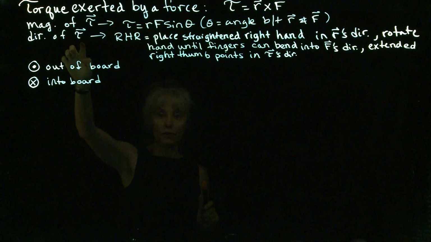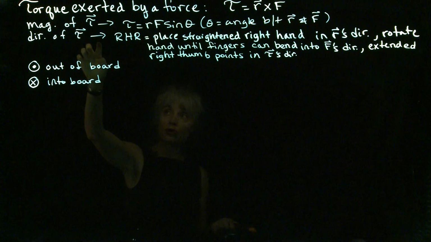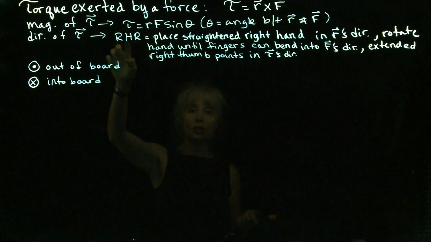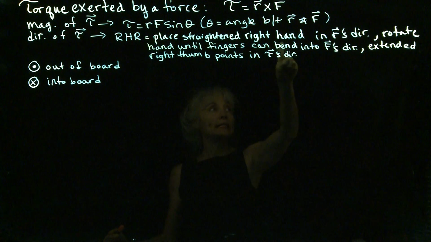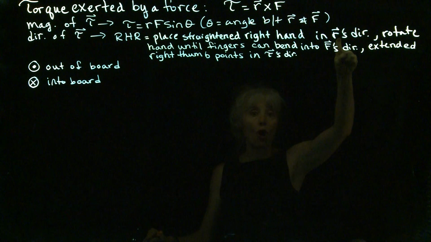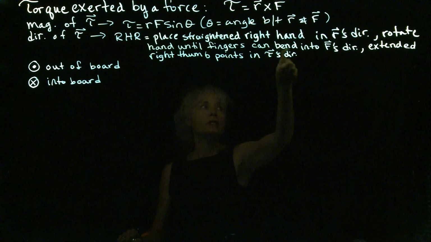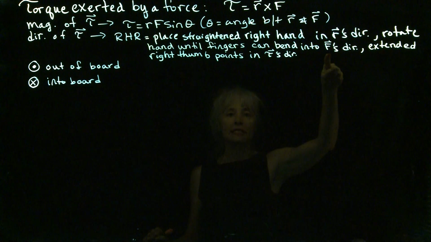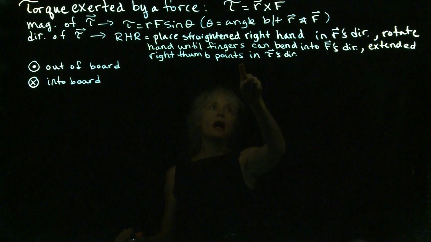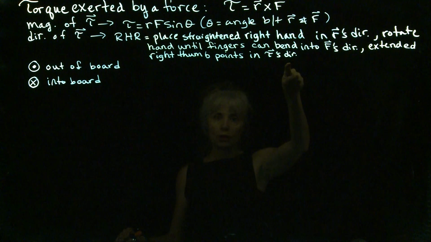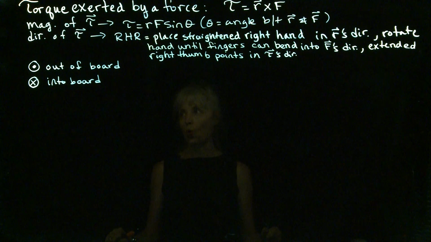The direction part of the torque, because torque is a vector, it has a magnitude and a direction. The direction part of the torque comes from what's known as the right-hand rule, and that's where you place your straightened right hand in the direction of the first vector, which is r in our case. Then rotate the hand until your fingers can bend into the direction of the second vector, which is F. Then the extended right thumb will point in the torque's direction. So this is how we find the magnitude part and the direction part of torque.